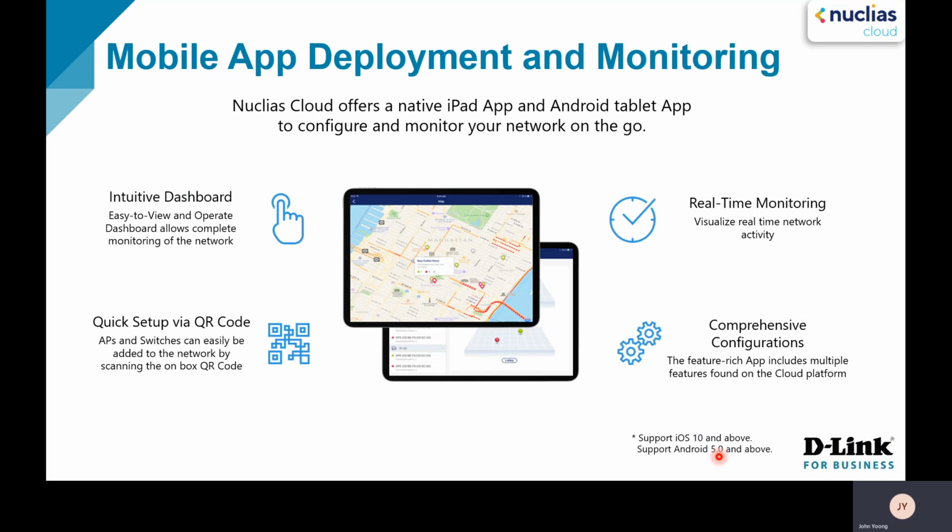So for the mobile apps, it's a very good, easy to view dashboard to see all the project sites. Then we have the real-time monitoring. Then the QR code, remember the box, the UID, you can just scan it and add this AP or switch to your inventory. Then we have all the configurations, you can easily manage, same as the web portal.